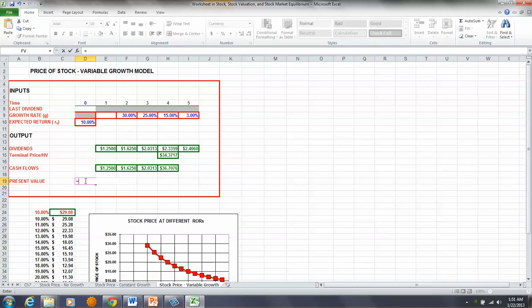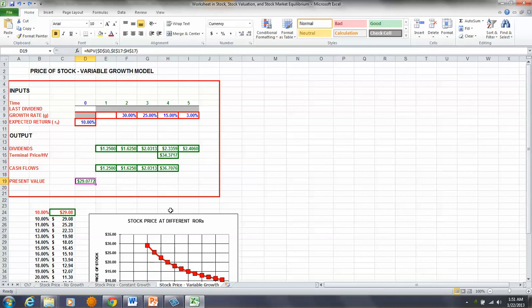Once you find out your cash flows, then use the NPV function. So equals NPV, and you tell what rate. It is 10%, and then tell the values. The values are these. Close it, enter it, and you get the stock price.